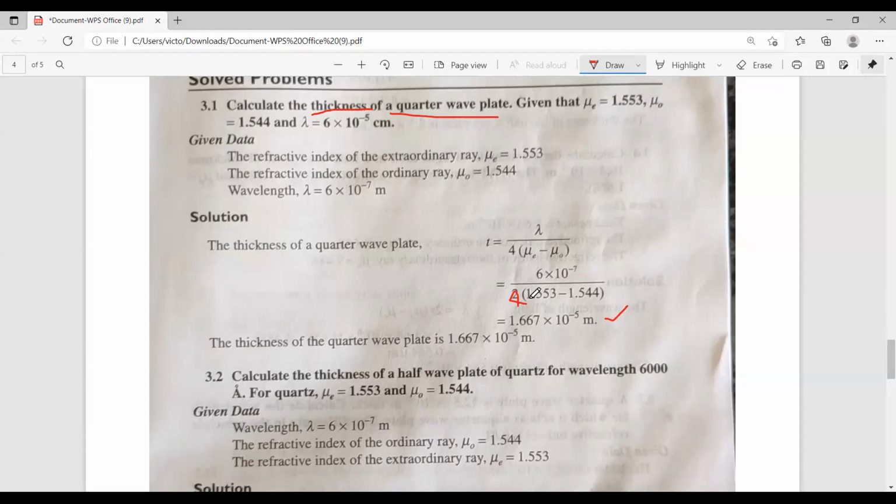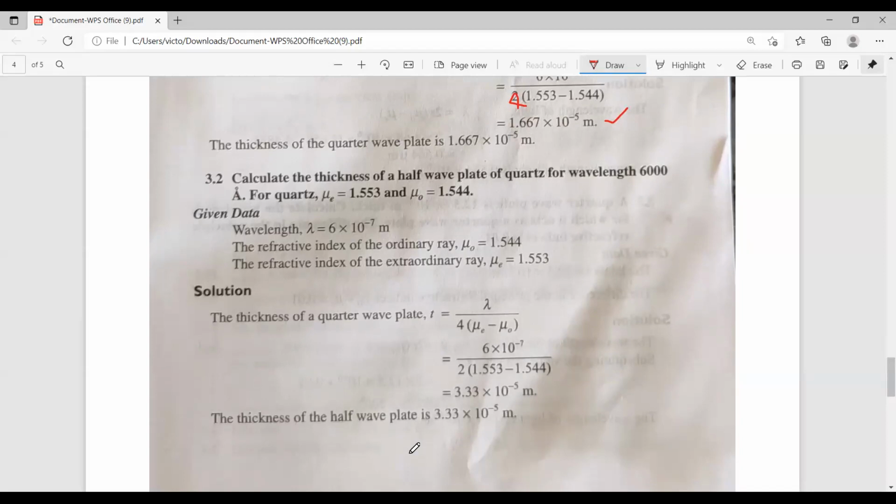Only we have two model problems in polarization. Calculate the thickness of the quarter wave plate. So thickness of the quarter wave plate is expressed as lambda by 4 into mu E minus mu O. If in case thickness of the half wave plate, then T is equal to lambda by 2 into mu E minus mu O. Okay. Next, further problem.